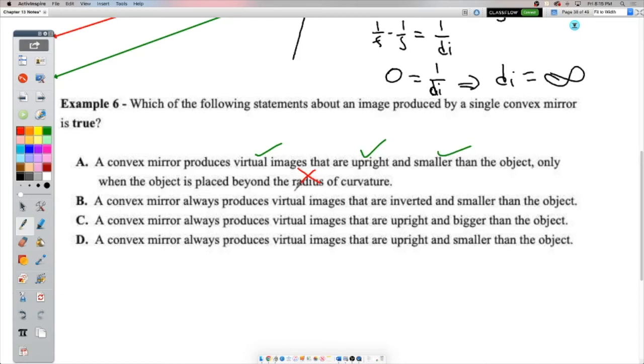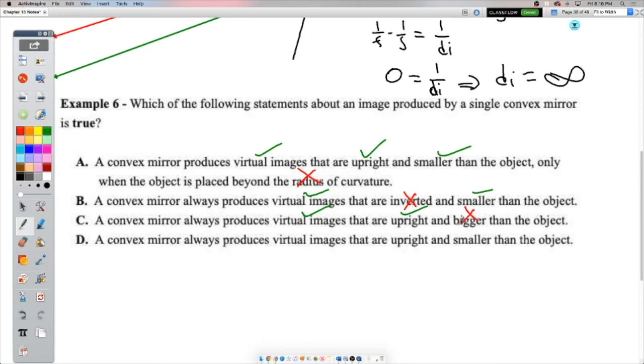How do you get an object beyond the radius of curvature for a convex mirror? You can't, that's behind the mirror. Okay, a convex mirror always produces virtual images that are inverted? Boo, they're right side up. When you walk into a gas station, you don't look upside down in the mirror. Smaller than the object though, that's true. A convex mirror always produces virtual images that are upright and bigger than the object? Boo.